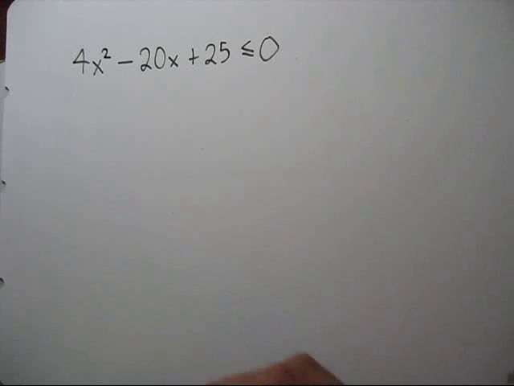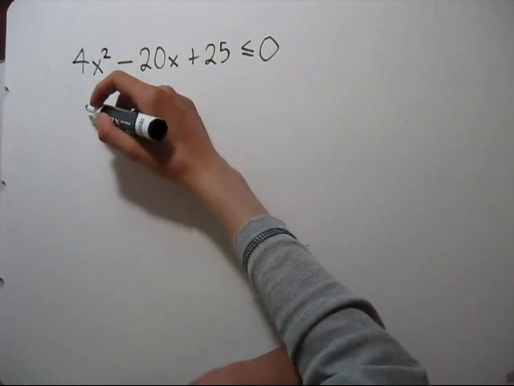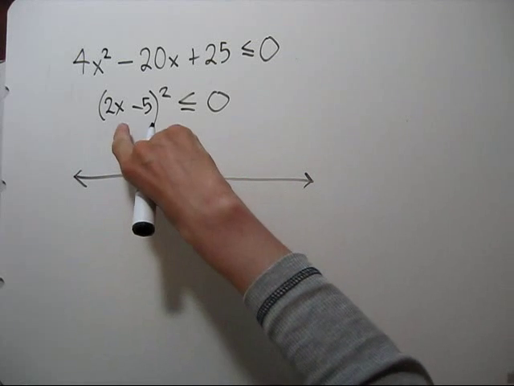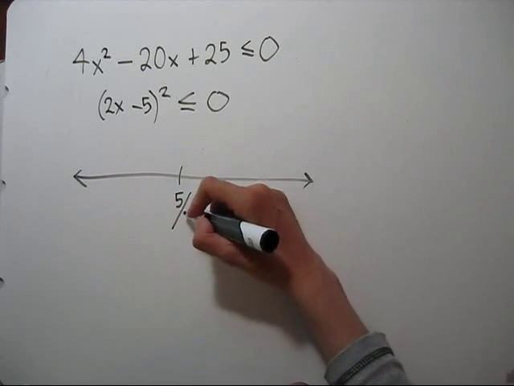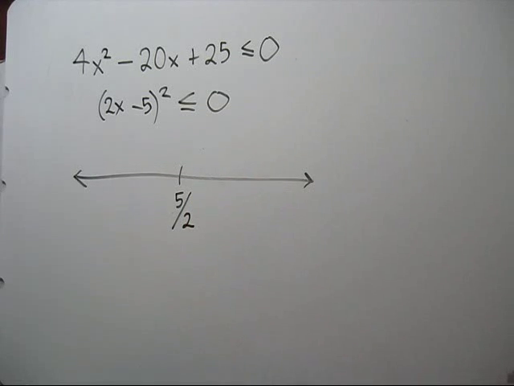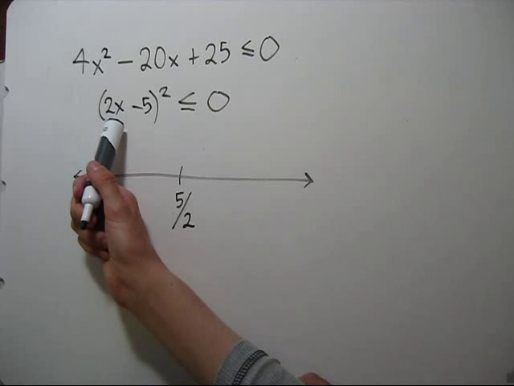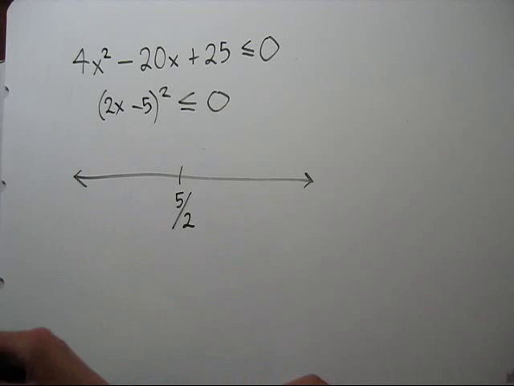Let's do another example. We already have one side to 0, so let's factor this. Now we draw the number line. What makes this factor 0 is a 5/2. Okay, we can plug in a test point. You could plug in 0, and you'll get -5 quantity squared, which is 25.